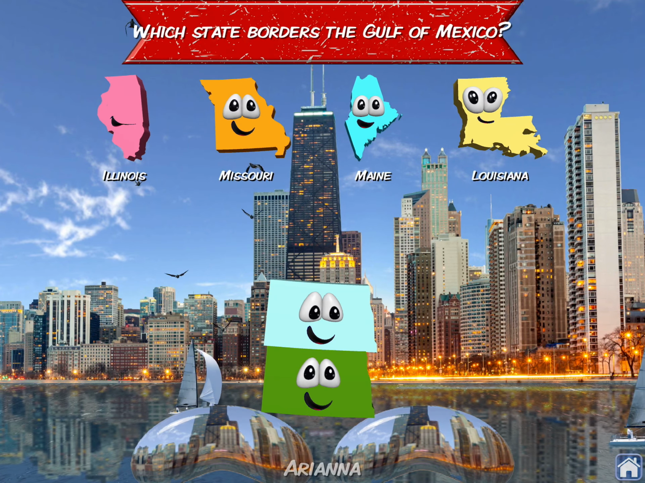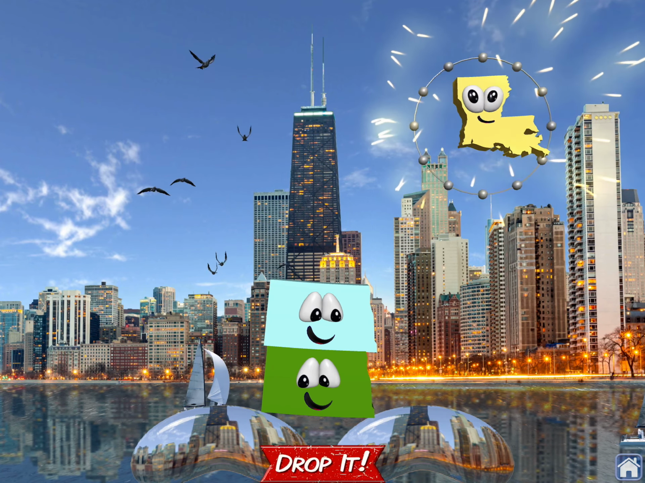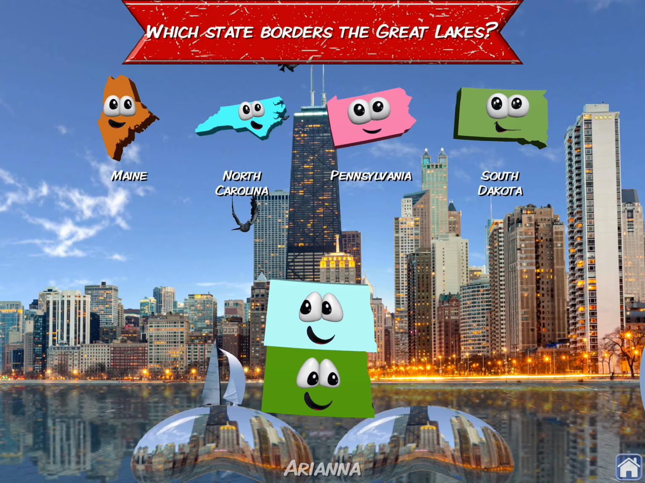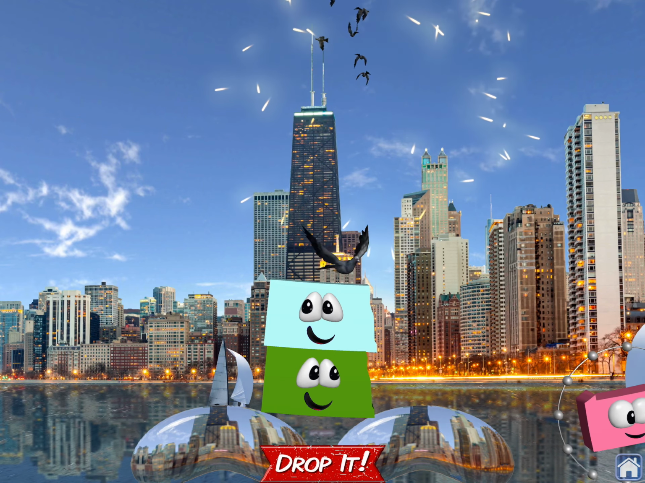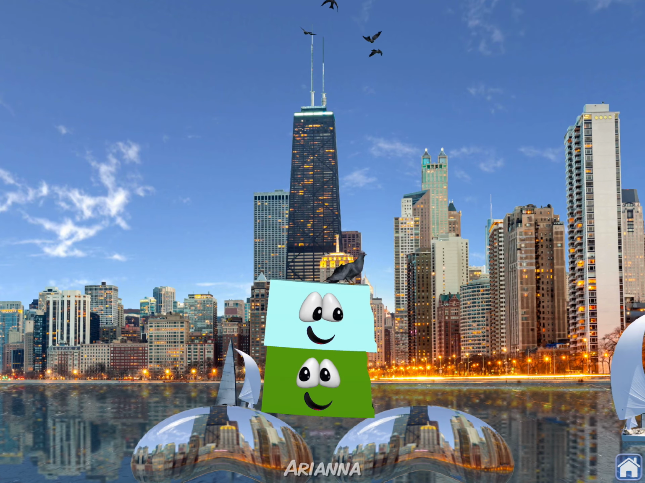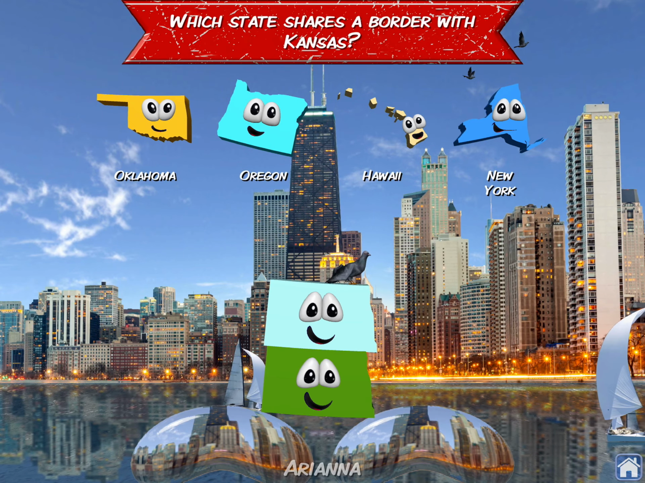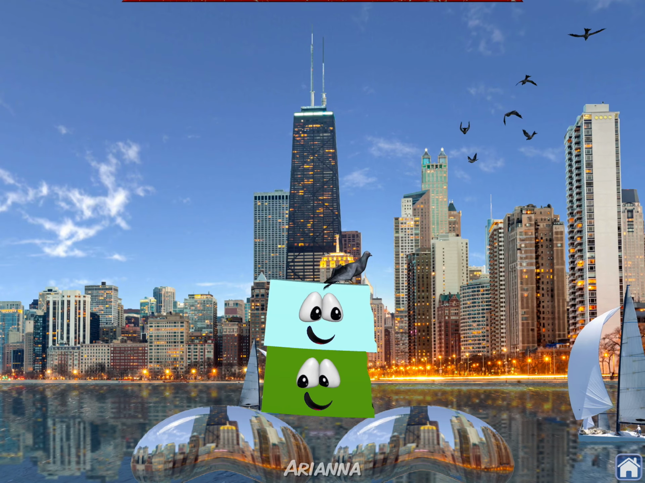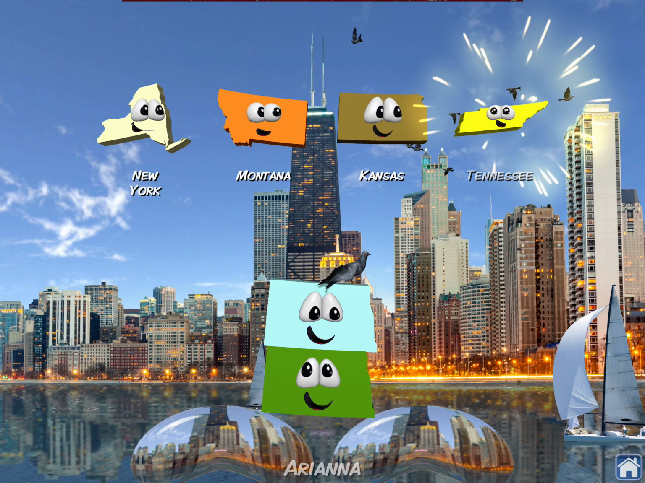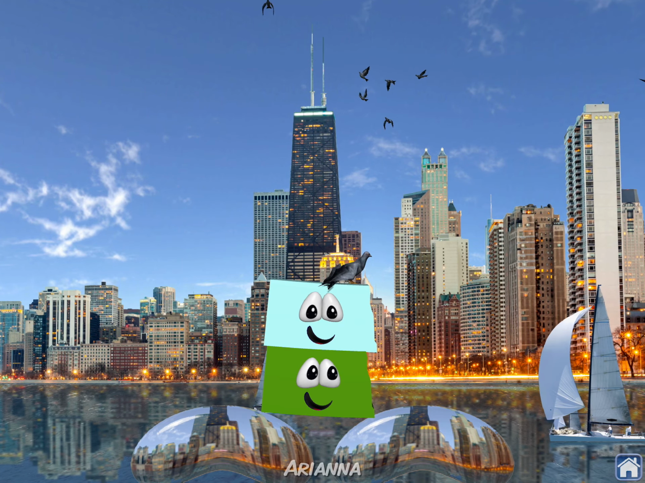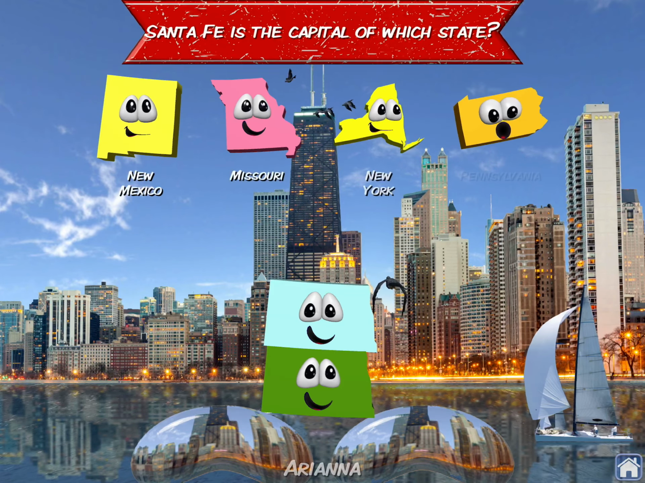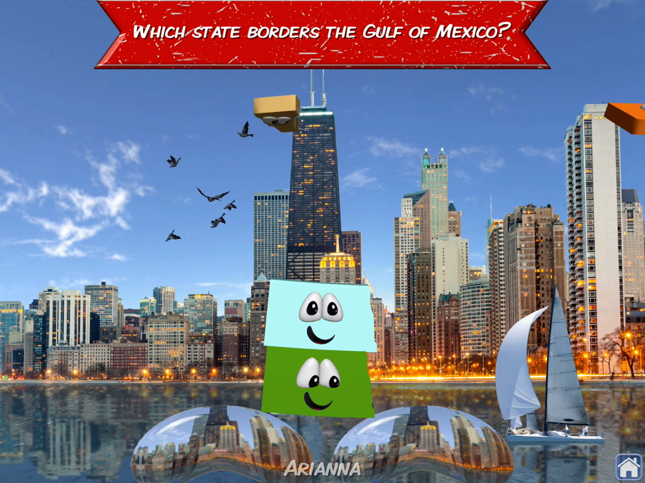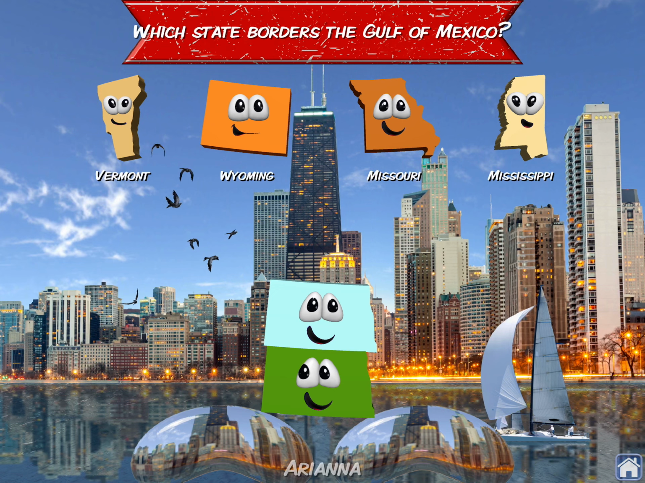The flag below belongs to Utah. Which state borders the Gulf of Mexico? Louisiana. Which state borders the Great Lakes? Pennsylvania. Which state shares a border with Kansas, Oklahoma? Which state borders the Mississippi, Tennessee? Santa Fe, New Mexico. Which state borders the Gulf of Mexico? Mississippi.